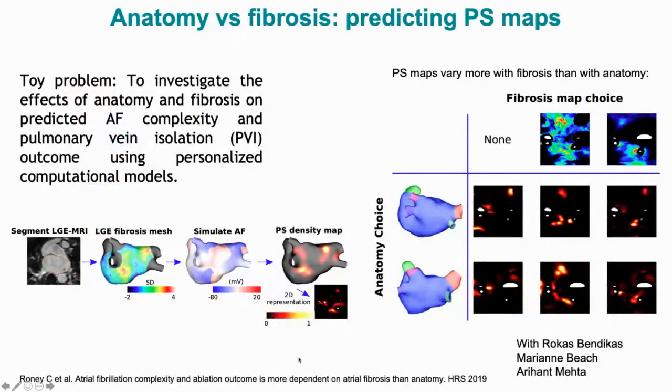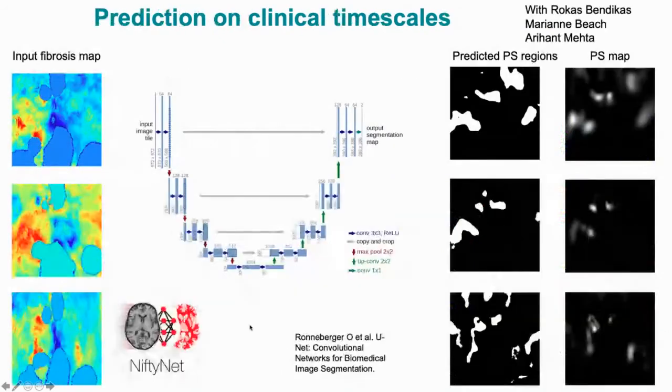We've just started here with a very simple toy problem, to look at the effects of anatomy and fibrosis on phase singularity maps. So we've got different anatomies here, different fibrosis maps, and then depending on these combinations, we'll get different predictions of the electrical driver locations. We want to be able to go from the fibrosis maps to where we predict the phase singularities are.